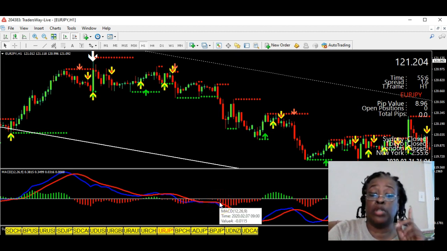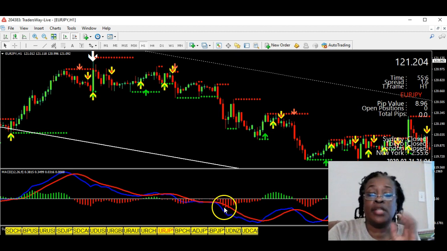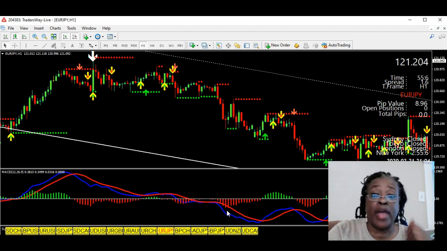But we're in seller's territory because why? One, because we're below the zero line. And two, because your red line is on top of the blue line. Simple as that. And you can actually stay in the trade as long as the red is on top of the blue.